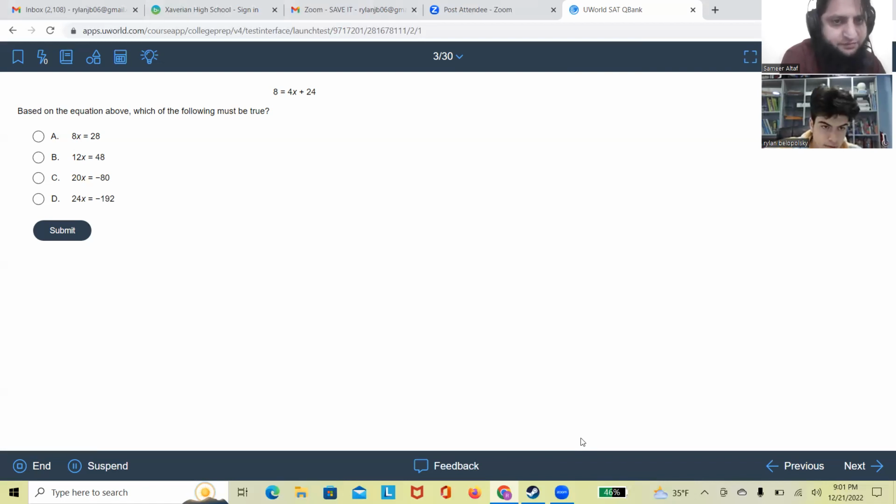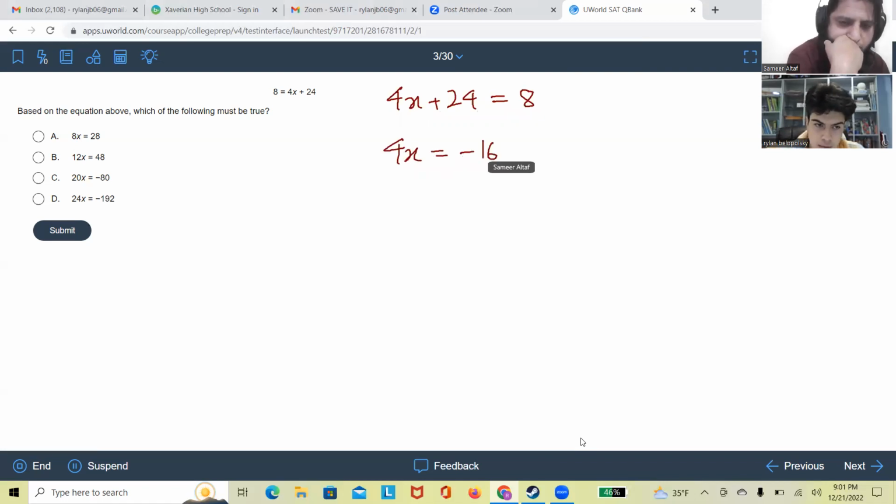Yes, we can do that. So what will we be doing for calculating x? I'll solve for x. So -24 minus 8, I get -16, and then -16 divided by 4 equals -4. And then I think the answer is C, because 20 times -4 is -80. Oh, okay. So you just submit because this is a very simple question. Am I correct?